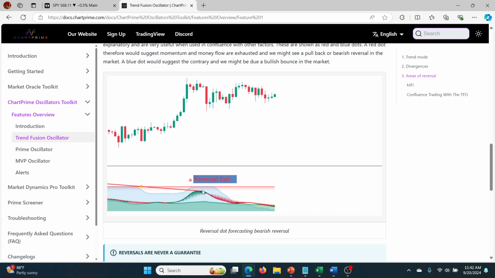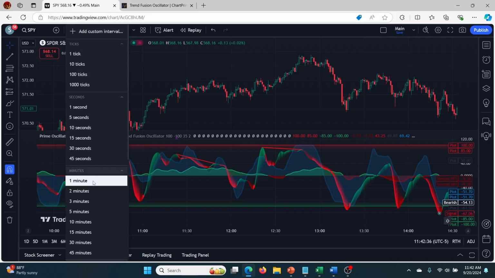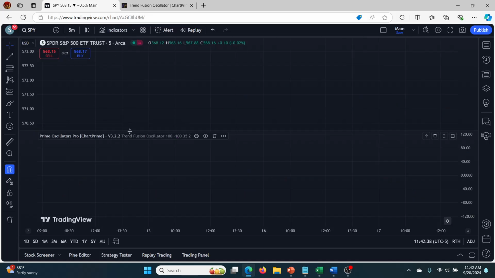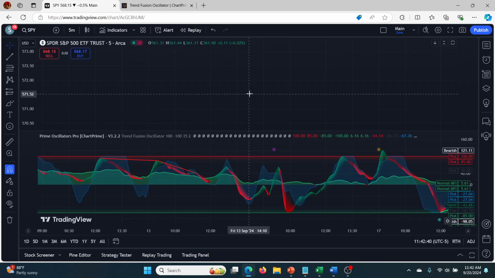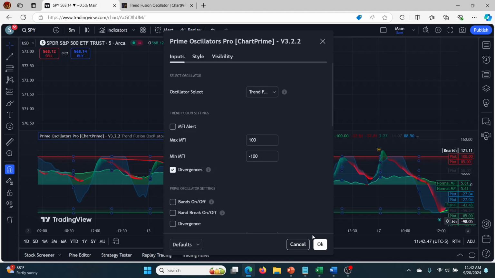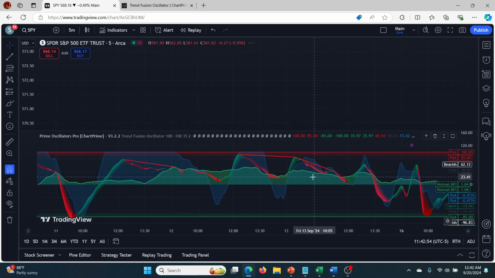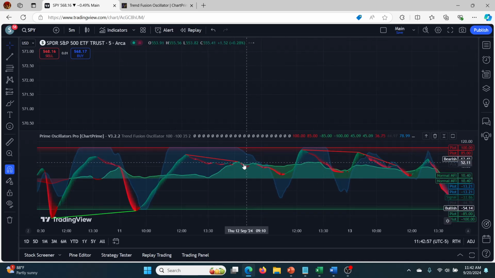So you can imagine a scenario here where you have a trend fusion turning red, a bearish divergence, a reversal dot. You would hope to see all of those come into alignment, and you'd actually see a good sell-off. So let's see if we can spot one. I won't spend too much time on this, but maybe we can find one where we have all the things coming together. So here we have the reversal points. There's a reversal point here, but there's no divergence. A reversal point here, but there's no divergence. So it's hard to get everything aligning.